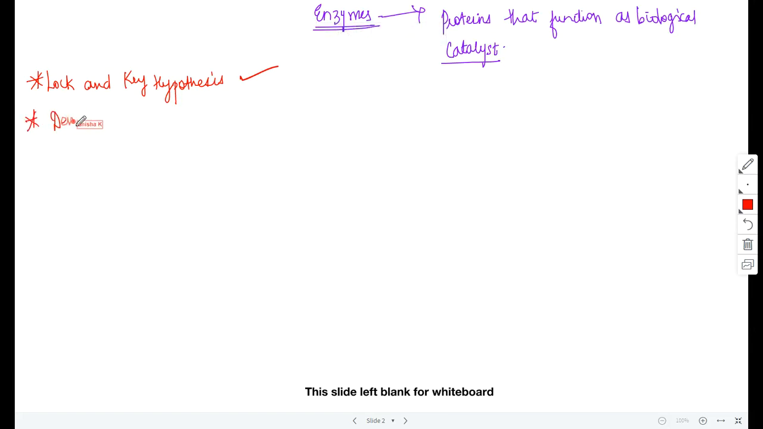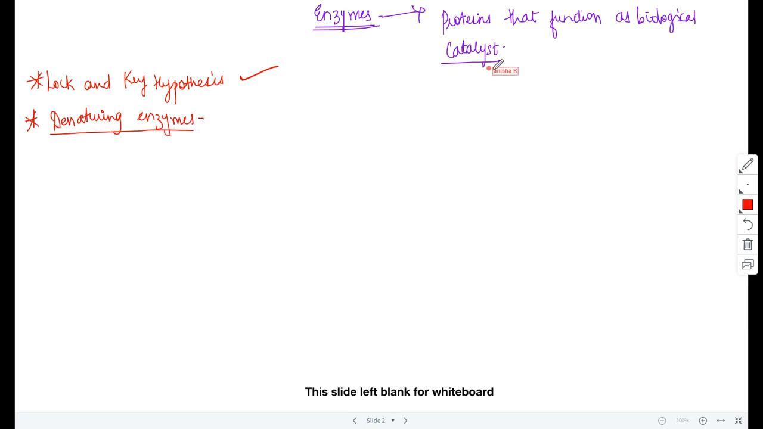Okay, then we come to denaturing enzymes. What do you understand by the word denaturing? When you can't use the enzyme anymore because it's broken or it can't function.